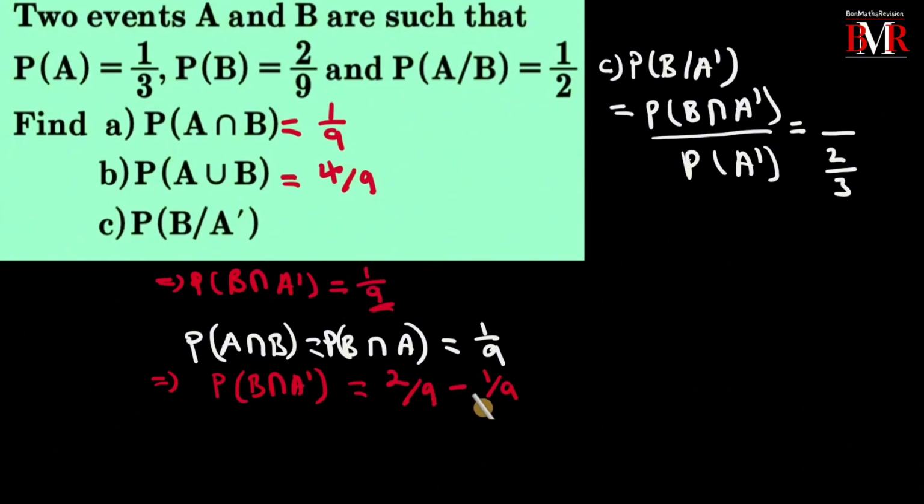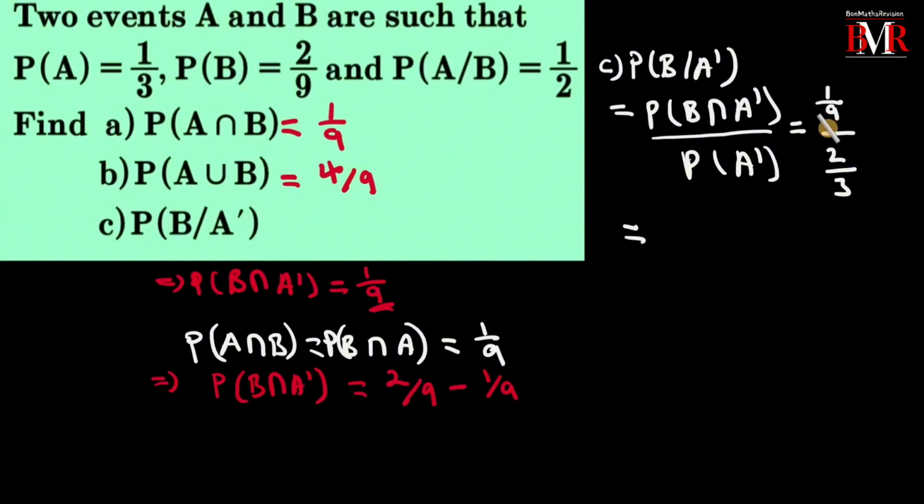That is simplifying these two fractions, so they have the same denominator. When two fractions have the same denominator, I just simplify their numerators, taking care of the sign between them. That is 2 minus 1, which is 1, and then I recopy the common denominator. So probability of B intersection A prime is 1/9. I need to substitute here. That means here I'll write 1/9.